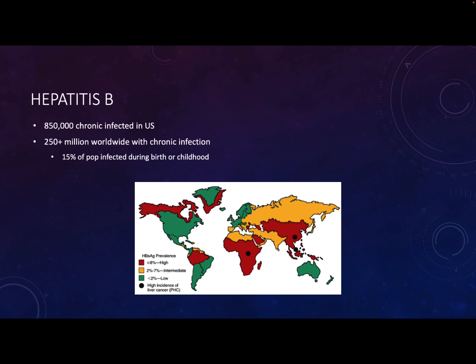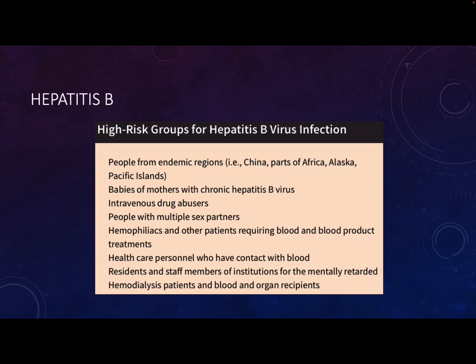And so the prevalence, you can see in red represents the highest prevalence. In yellow is an intermediate prevalence. In green is low prevalence. And the areas where we have the dark spot, that's the highest incidence of the cancer that's associated with hepatitis B, the primary hepatocellular carcinoma. So our most at-risk groups: people from endemic regions, China, parts of Africa, Alaska, the Pacific Islands, mothers.